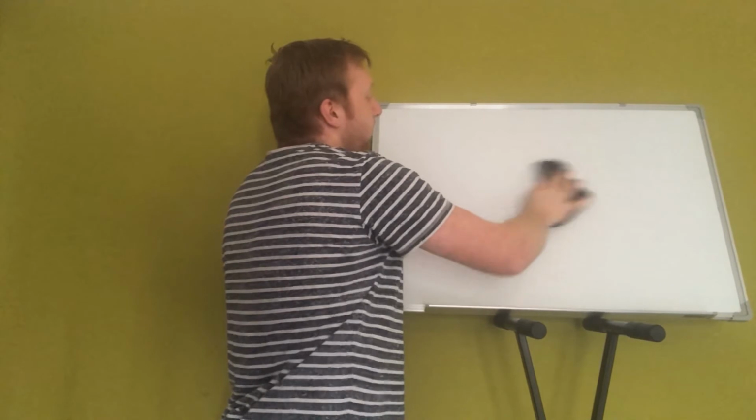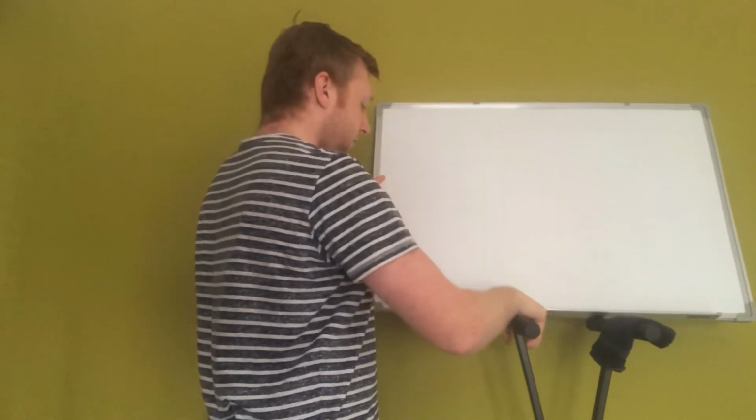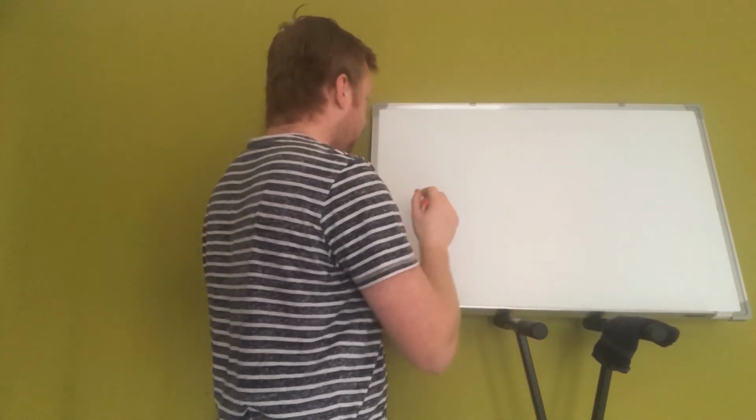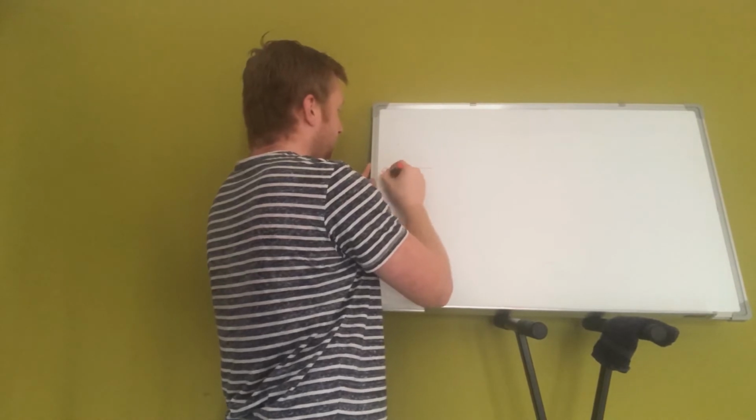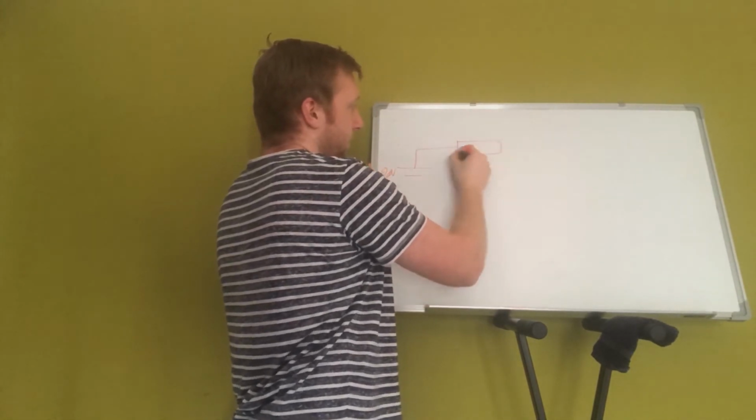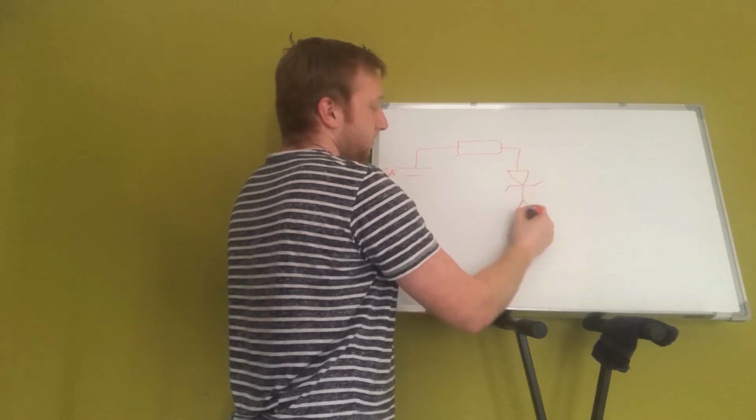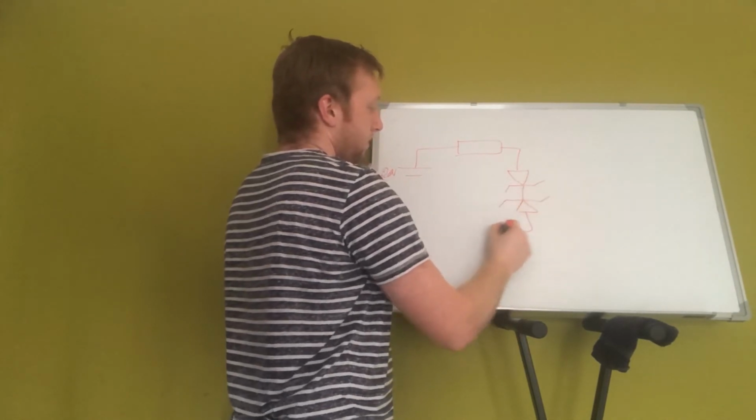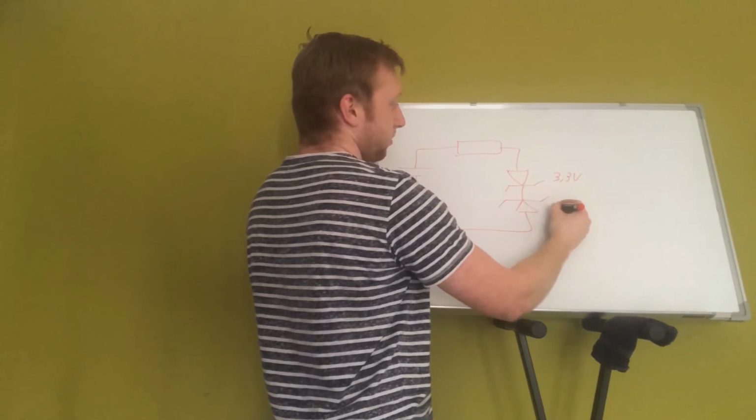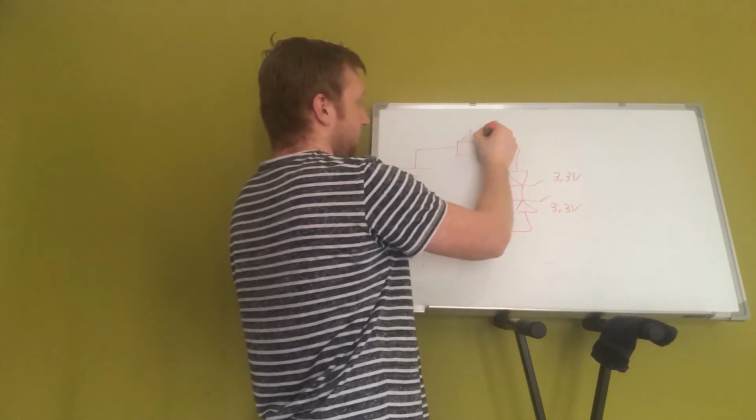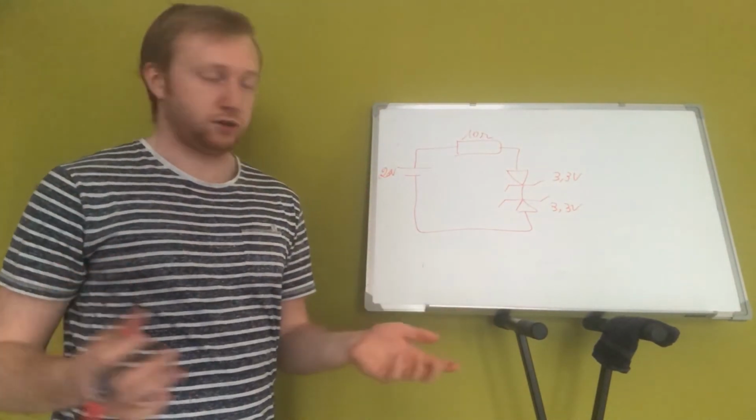Let's make this a little more complicated. And let's say we have a voltage source of, let's say, 20 volts. I will put one Zener diode correctly and one Zener diode in reverse. This Zener diode, let's say 3.3 volts, and the other one also 3.3 volts. 10 ohms. So again, my question is, how much current will be flowing in this circuit?